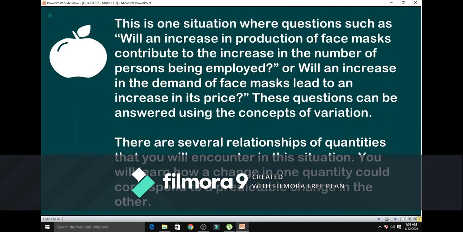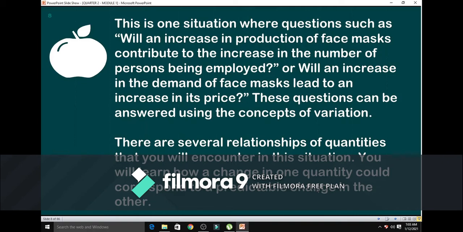This is one situation where questions such as, will an increase in production of face masks contribute to the increase in the number of persons being employed? So, yun daw bang pagdami ng production ng face mask ay makakatulong din daw ba ito sa pagdami ng bilang ng mga manggagawa na magkakaroon ng trabaho? Or, will an increase in the demand of face mask lead to an increase in its price? So, yun daw bang pagtaas ng pangailangan ng face mask ay magdudulot ng pagtaas ng presyo nito? So these questions can be answered using the concepts of variation.